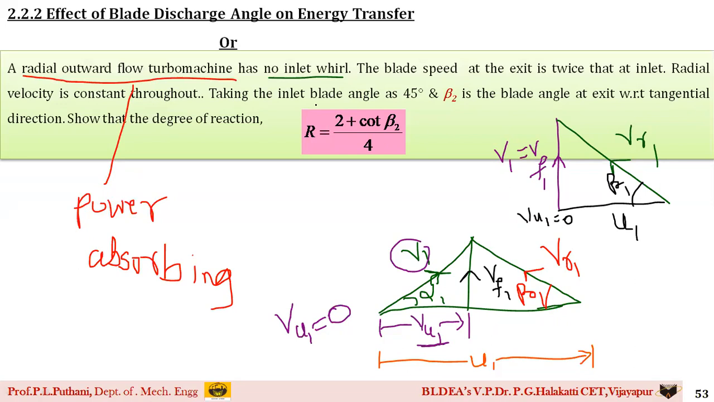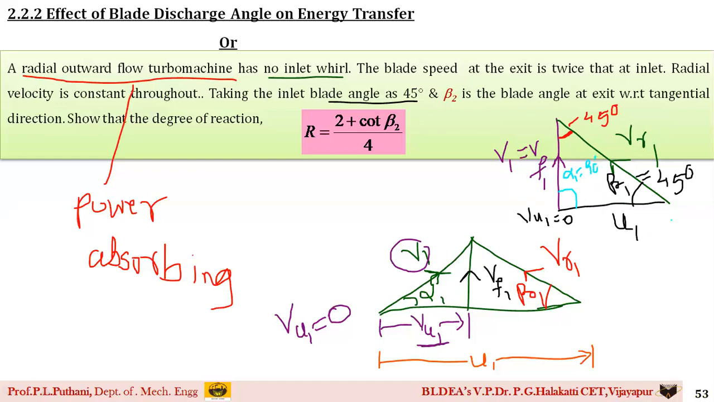Another important thing is he has said the inlet blade angle is 45 degree, which means this particular angle is 45 degree. Do you agree with this point? So when the inlet blade angle is 45 degree, even the other side, that is this side, the third angle, this is also 45 degrees. And another important thing is now here the angle alpha 1 is equal to 90 degree.